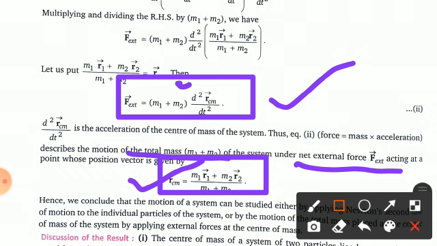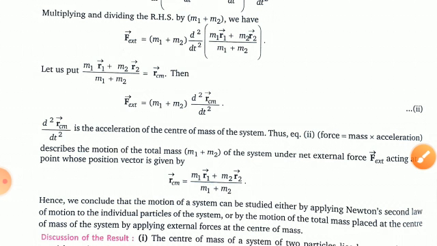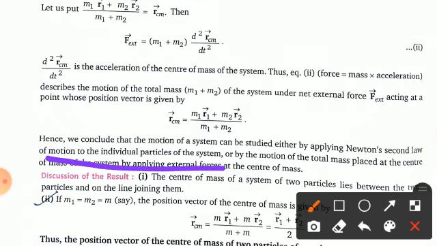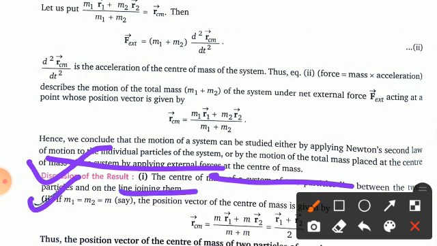Hence we concluded that the motion of a system can be studied either by applying Newton's second law of motion to the individual particles of the system, or by the motion of the total mass placed at the center of mass of the system by applying external force at the center of mass. Now what's the result of this discussion we had above? So the center of mass of a system of two particles lies between the two particles and on the line joining them. Clear?